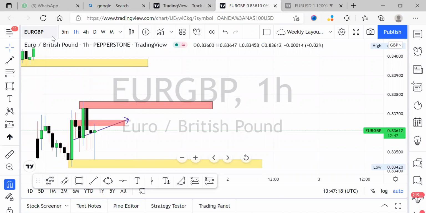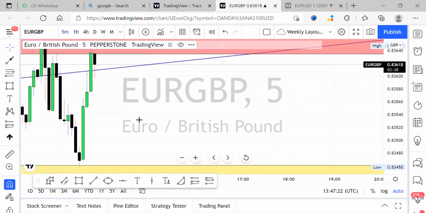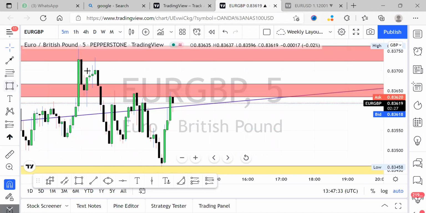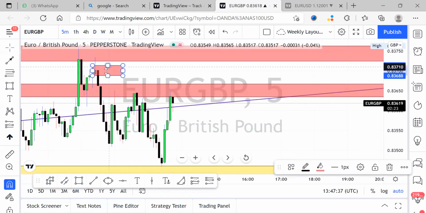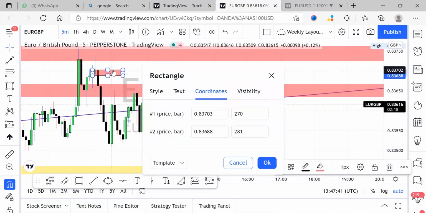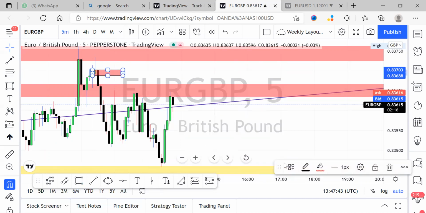Now I go to my 5-minute chart and look at how price is reacting from those two zones. From the 5-minute chart, there was an entry point here. How do I know there was an entry point? The reason is, look at what happened at the top.